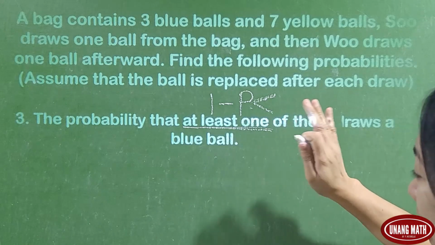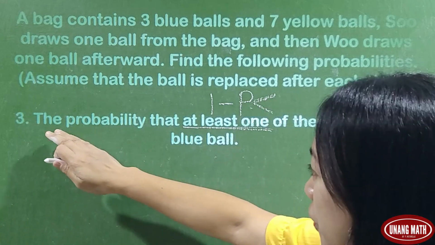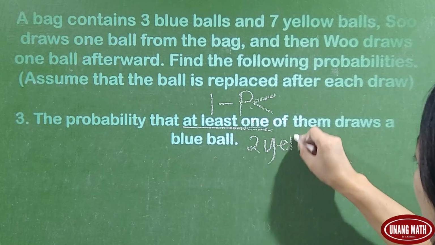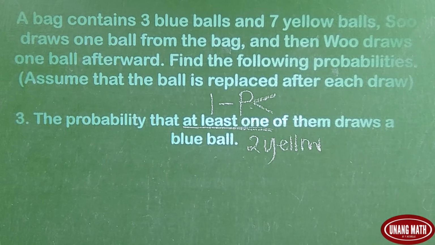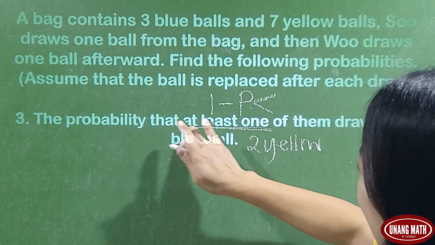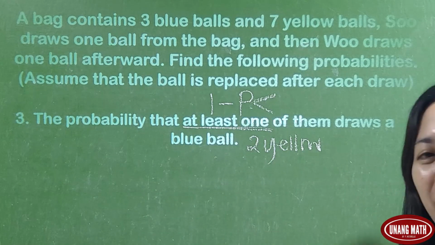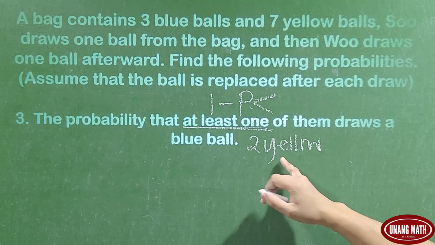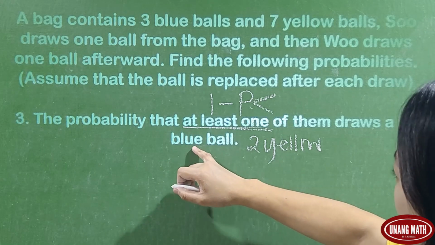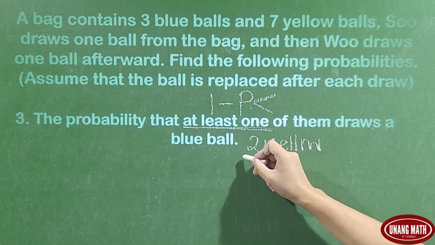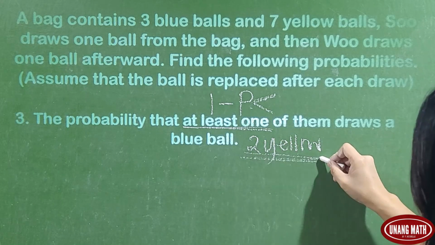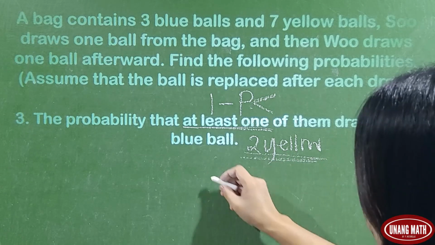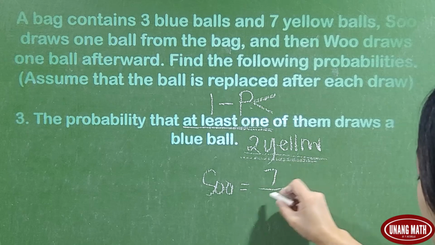Okay, it's easier to get the probability that two yellow balls are being drawn. Because if we are going to find the probability that at least one of them draws a blue ball directly, it would be more difficult and it will be a lot. So instead, we will find the probability that two yellow balls are being drawn. So in here, for Sue, this is 7 over 10.